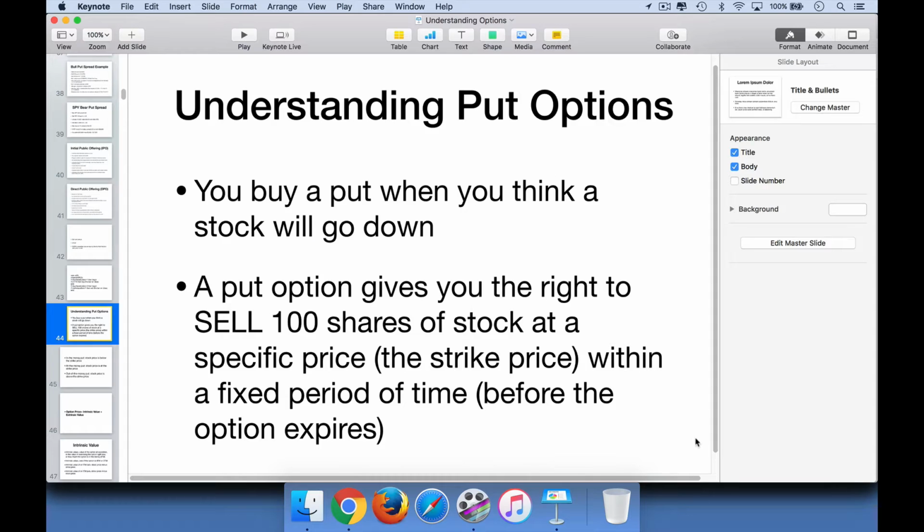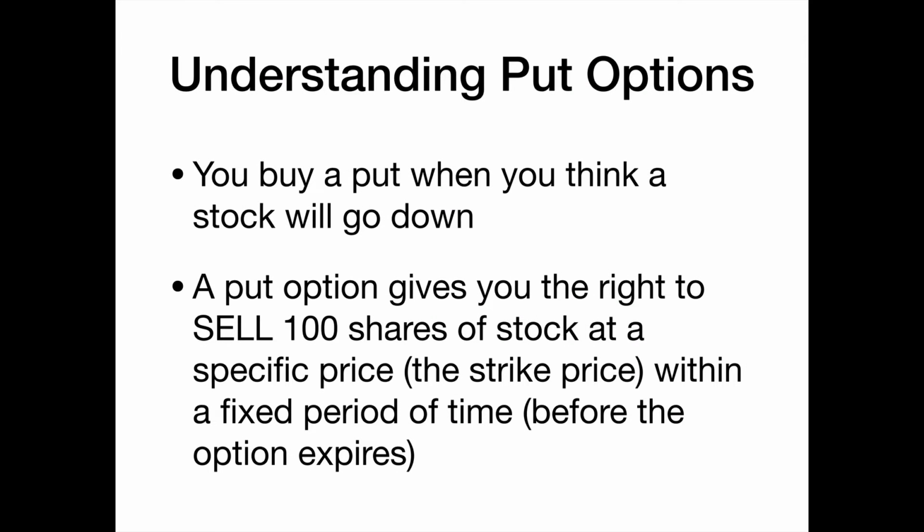So let's start with some really brief terminology. A put option is just an option, which is a derivatives contract. A put option is something that you buy when you think that a stock is going to go down. And there are also put options you can buy on crude oil or Bitcoin or any other underlying security or asset.